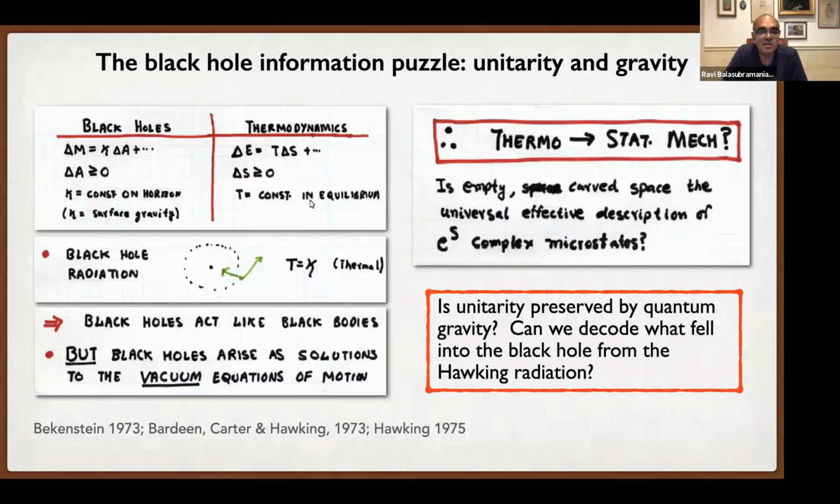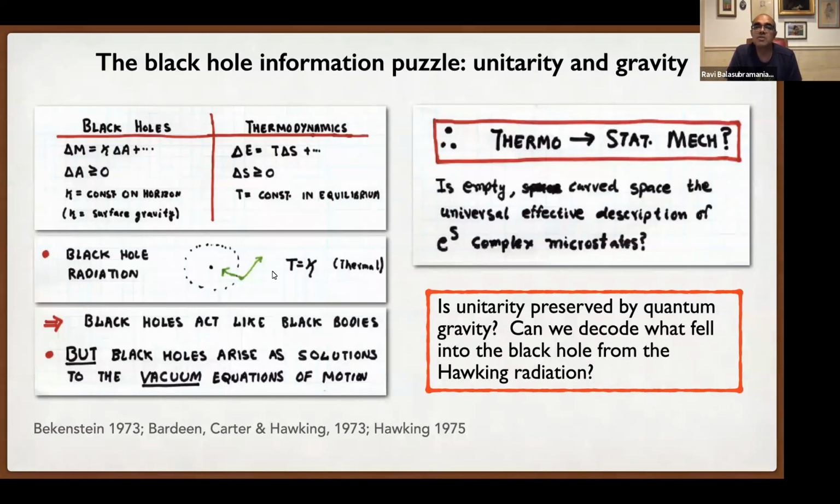And then, of course, a couple of years later, Hawking showed the existence of Hawking radiation. You have a black hole horizon, and you pair produce just outside the horizon. One member of the pair falls in, one falls out, and you can show that, at least in effective field theory, the radiation looks thermal. So you conclude that, at least in effective field theory, black holes act like black bodies. The odd thing is that black holes, like Schwarzschild black holes, are solutions to the vacuum equation of motion, which raises the question of how this is coming about.